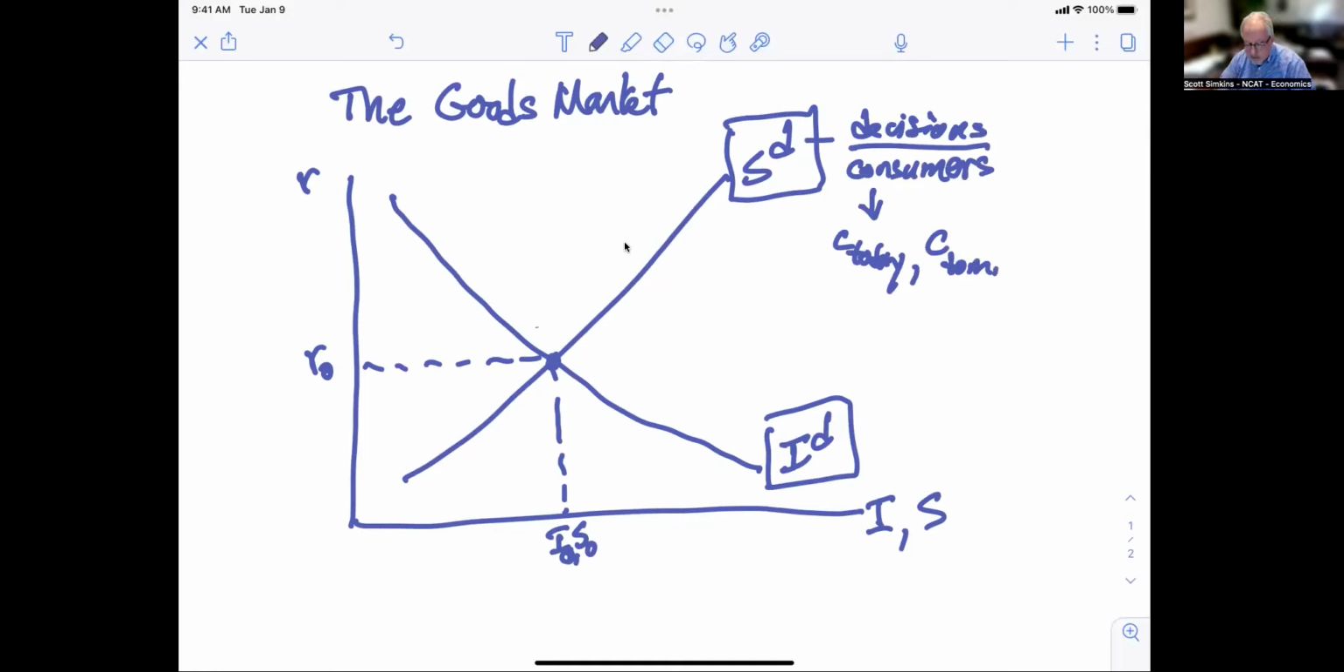There are people making decisions behind that. It's not just a graph that comes out of thin air. And they're making a decision about how much to consume today versus how much to consume tomorrow. And that's going to depend on the real interest rate.